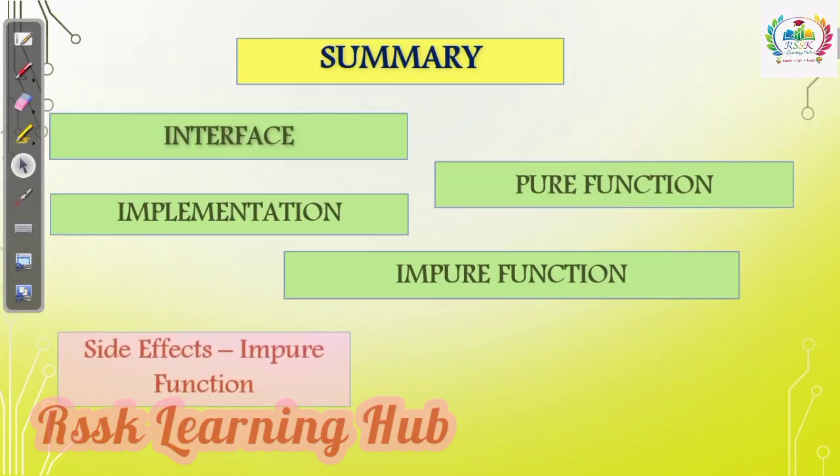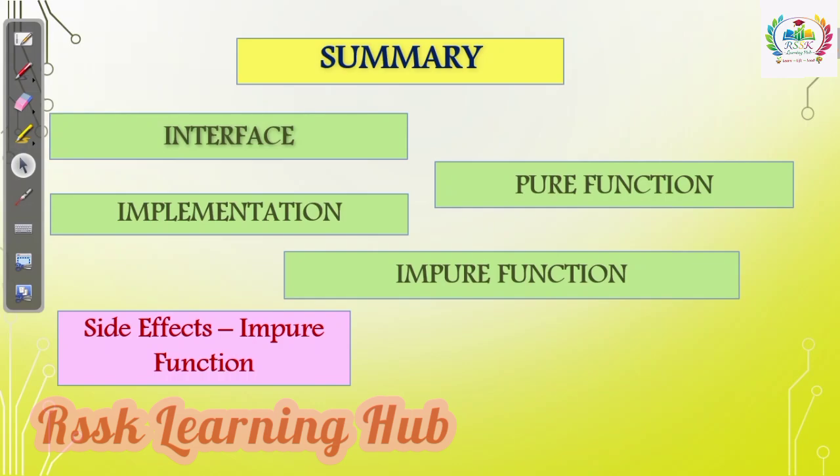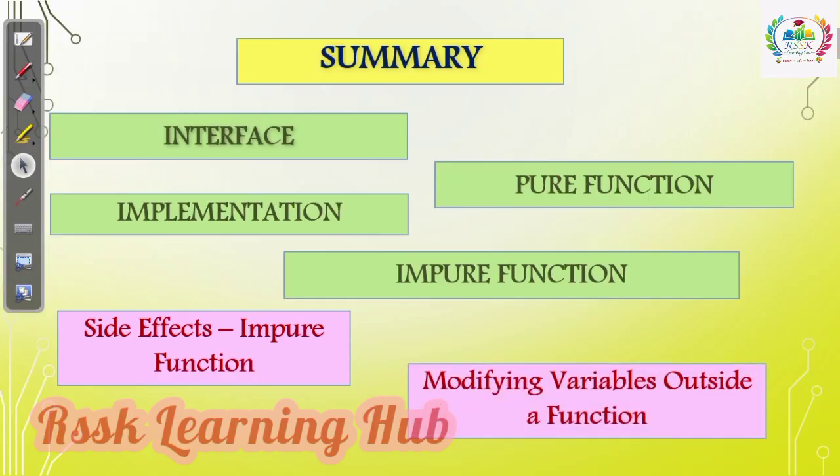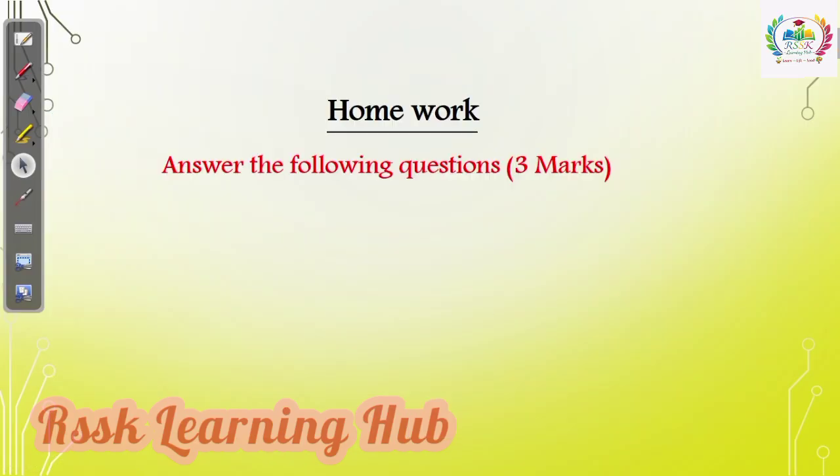Then we saw side effects. What are the side effects of using an impure function, and how to modify a variable outside your function. Up to this we will wind up the class. Take down the homework of this session.